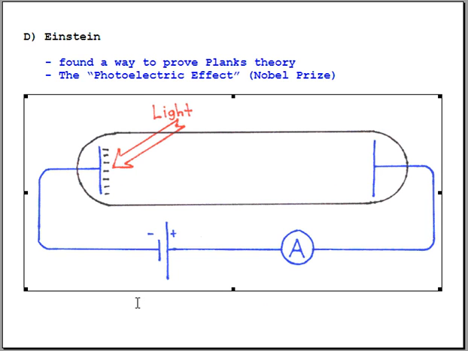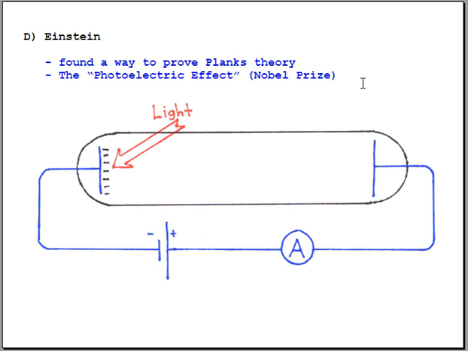Well, there were some skeptics, but the next person who comes on the scene is Albert Einstein. And he says, Planck, I think you're right. And I've got a little experiment we can do to actually prove it. And so this is called the photoelectric effect. It's actually what Albert Einstein wins the Nobel Prize for, and it is remarkably simple in terms of how you can draw it out.